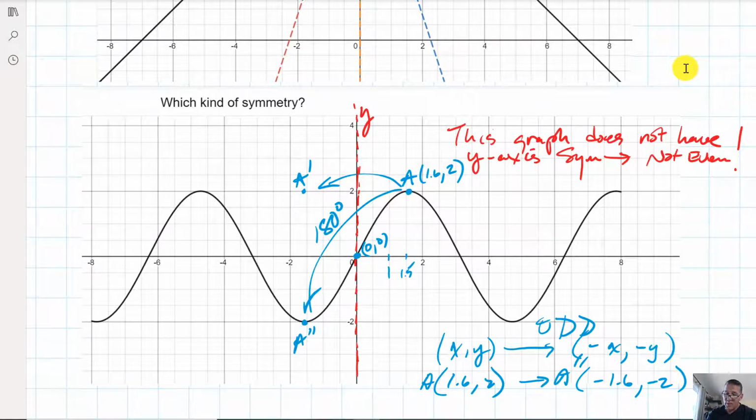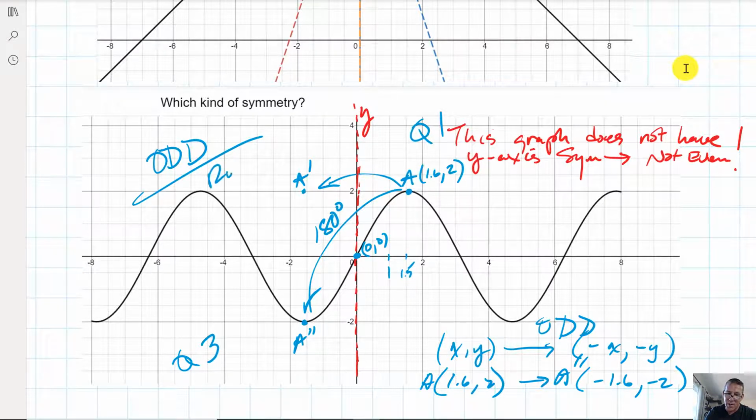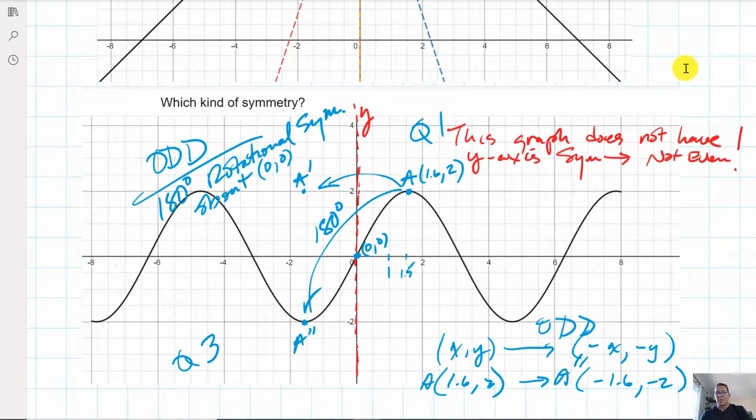So a 180 degree rotation is the same as a double reflection over the x and y axes. Any point in quadrant 1 goes to quadrant 3 and vice versa. Any point in quadrant 2 goes to 4, and any point in quadrant 4 goes to 2, etc. So this is an example of an odd function, which has 180 degree rotational symmetry about the special point called the origin, 0, 0.